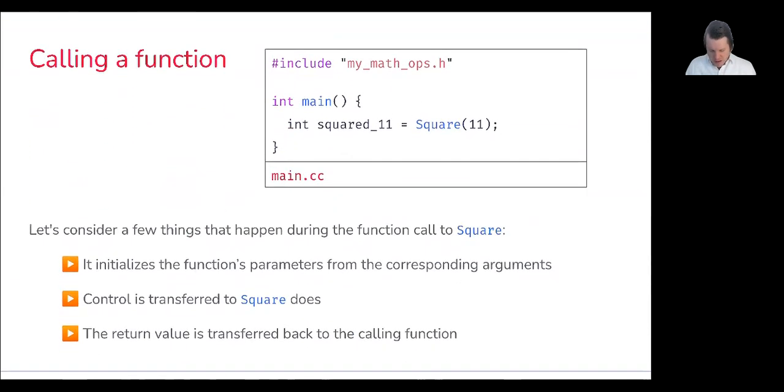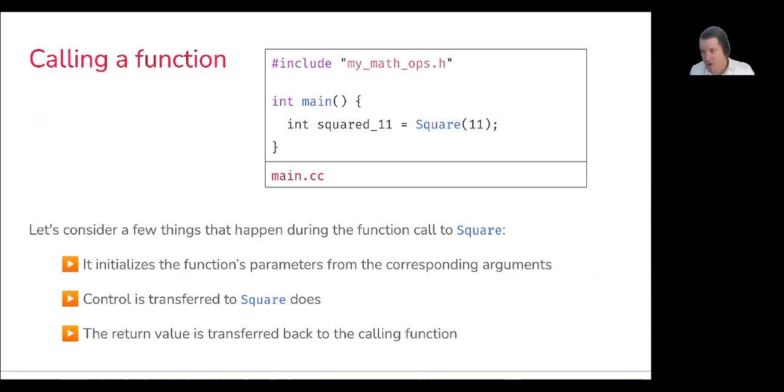So I want to close out with a very primitive discussion on what happens when we call a function. We'll get into more detail when we introduce the stack, but that's to come. Assume that we have the header file and the source file set up correctly. We've compiled everything down into an executable, and now we're going to run our program for the first time. So we begin in main. Let's consider a few things that happen during a function call to square.